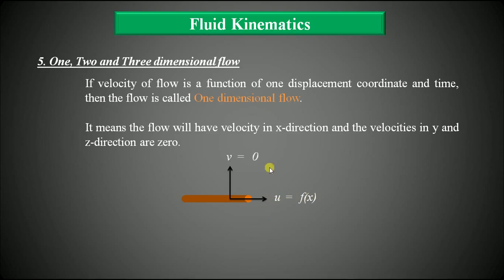direction can be assumed to be zero, because here the diameter is very small, so we can neglect the velocity in y direction. In the similar way, the velocity in z direction also can be neglected, then it becomes w is equal to 0. So in one dimensional flow we can neglect the velocity in y direction and velocity in z direction. So it can have only the velocity in x direction. In that case we can call the type of flow as one dimensional flow.